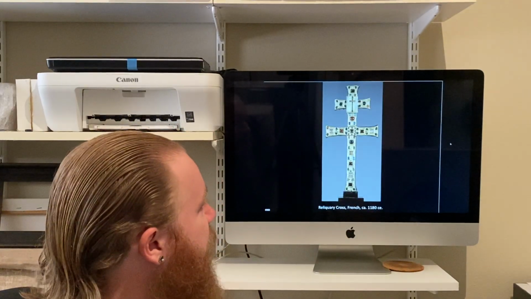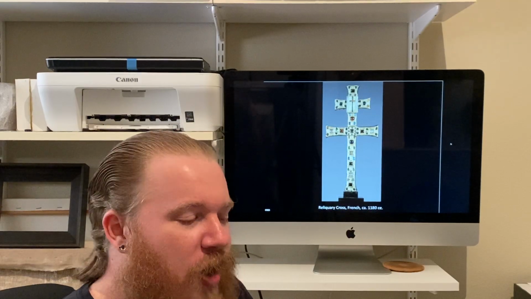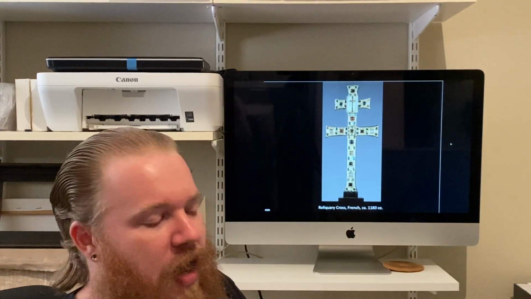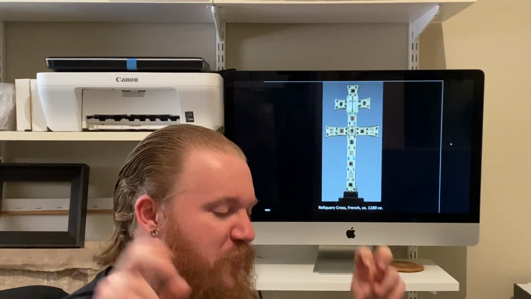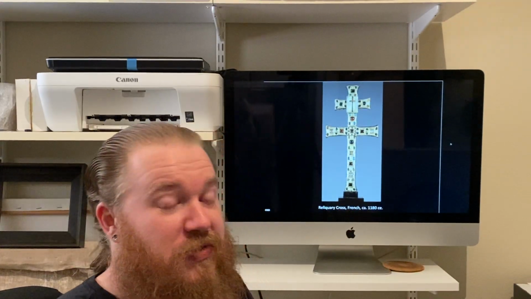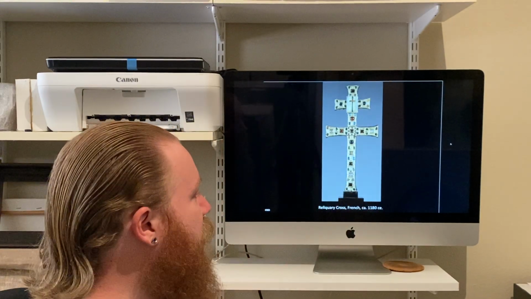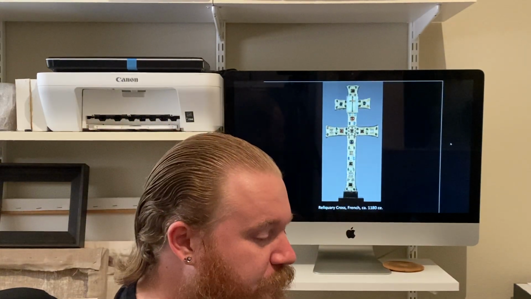So, such as we see here, we have a reliquary cross. This would actually hold a small sliver of the wood from the original crucifix, or at least what is said to be the original crucifix. There's no real telling if that's accurate or not, but it's still an interesting thing to think about.